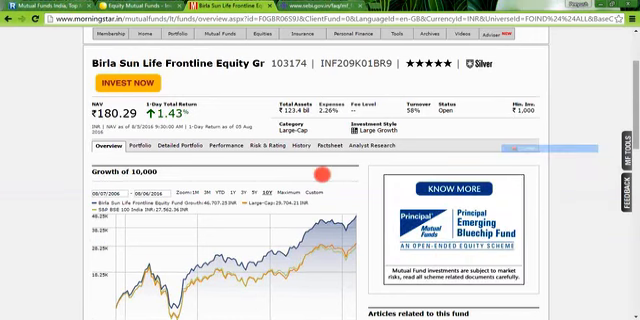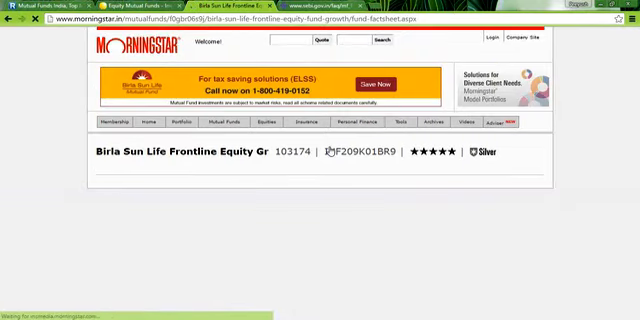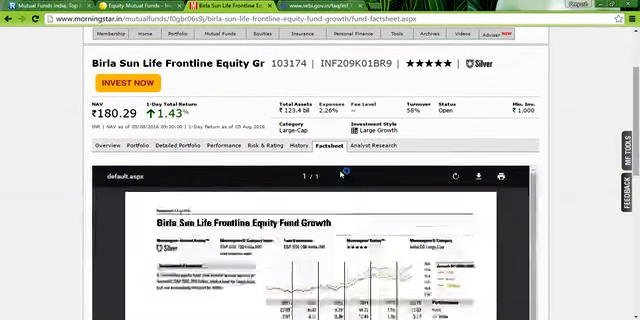On this page itself, you will see overview, portfolio, detailed portfolio, performance, risk rating, history, and fact sheet. I can click on this fact sheet tab, and it opens up a PDF file which will have a lot of details about this fund. You can download this one page PDF document and it will tell you that it's an India large cap fund, right?